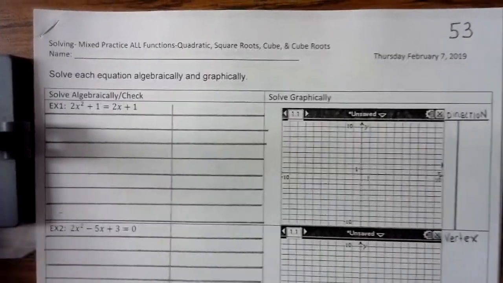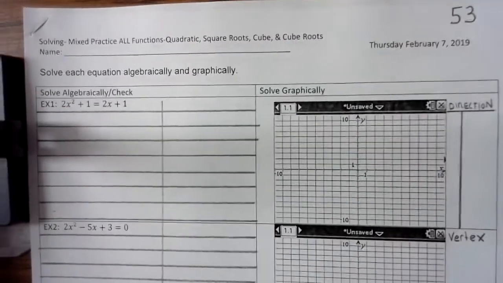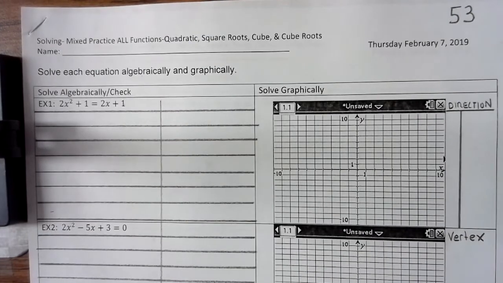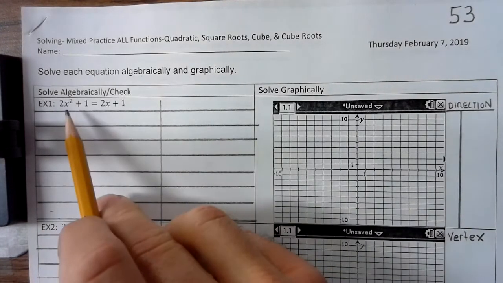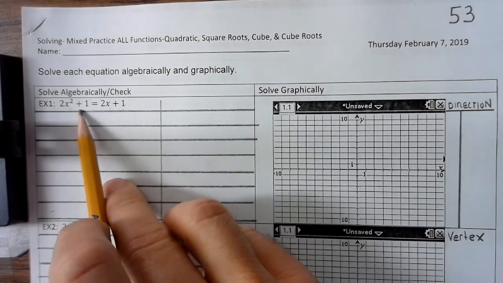All right, and let me move the camera up a little bit. There we go. Maybe a little bit more. Ta-da. All right, now solve algebraic check. So the first thing we look is what we have squared. So that tells me we need to subtract the 2x and subtract the 1 from both sides.